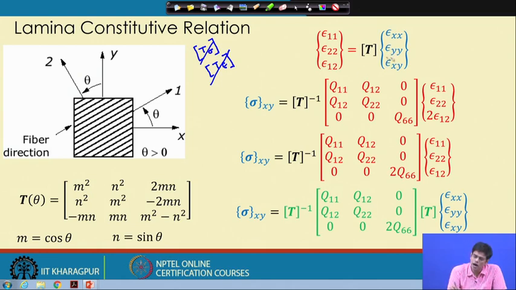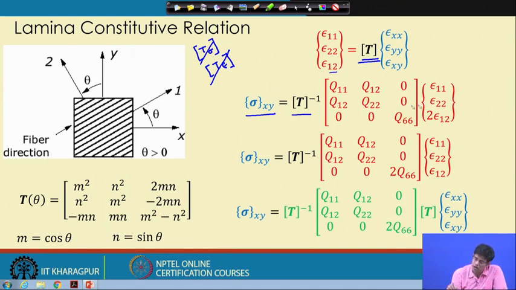if I write this quantity as epsilon 1 2 instead of 2 epsilon 1 2, I can represent it in terms of T. Similarly, it will be the engineering strain instead of the tensorial shear strain, epsilon x y. Now, if you do this, sigma x y, we know, is C inverse of T inverse of this quantity.